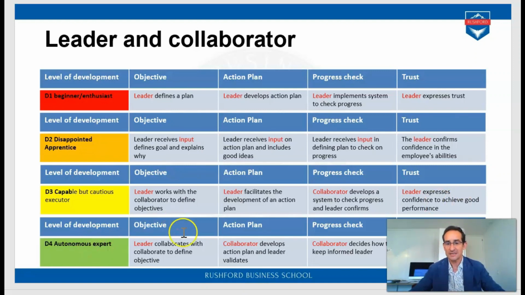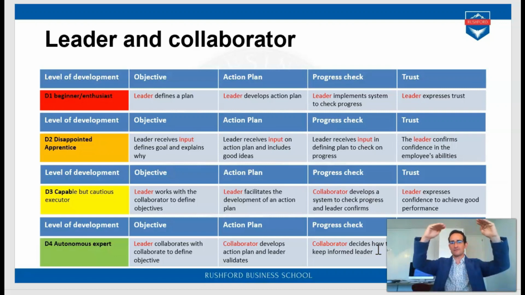In D4, the objective: the leader collaborates. It's not imposing, it collaborates, as a peer, to define the objectives. The action plan: the collaborator, the expert, develops an action plan and the leader validates. In progress check, the collaborator decides how to keep the leader informed, in order not to feel pressed or observed or controlled by the leader. At trust, the leader expresses confidence in the collaborator to achieve objectives.